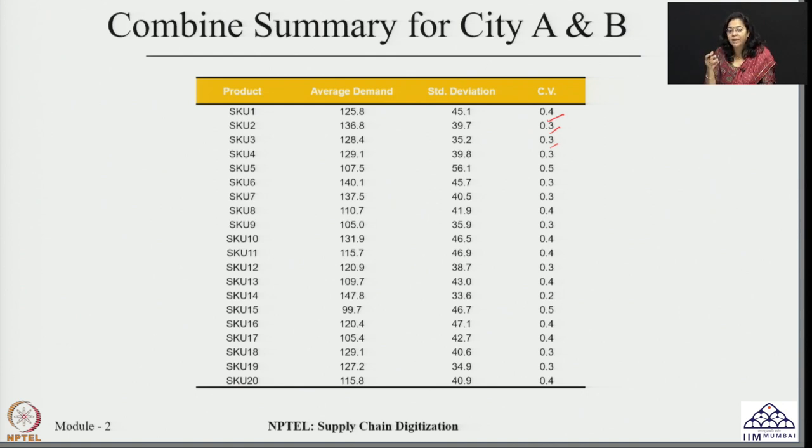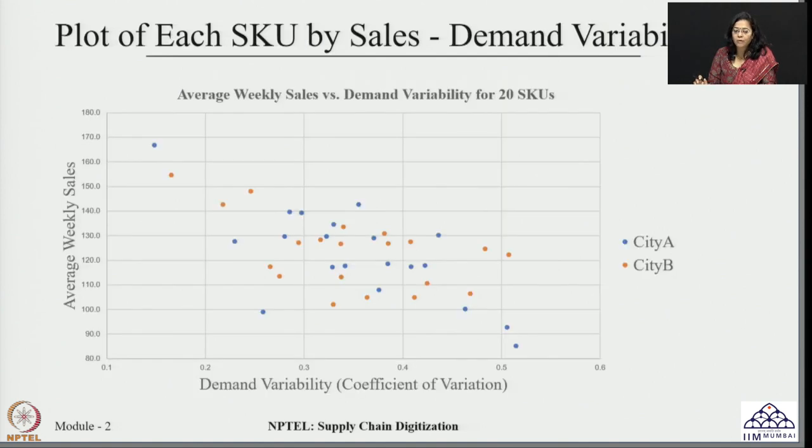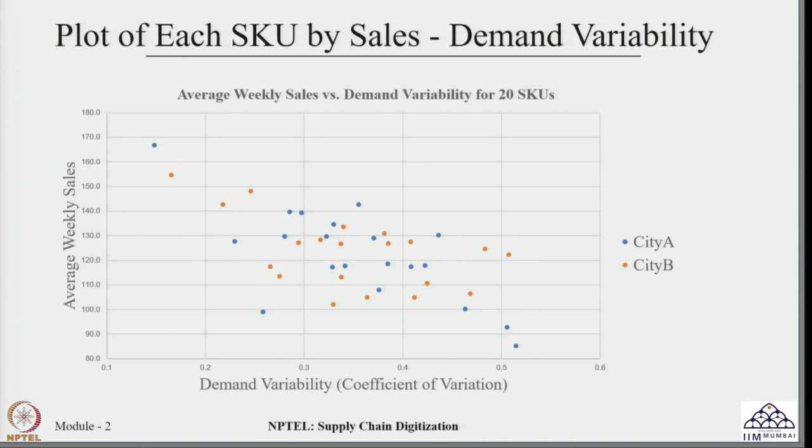So we can see that it is related with the distribution center, which is responsible for serving the requirement of both city A and city B. So we are trying to find out the variability at the distribution center. We have already calculated the COVs, or the coefficient of variation, and along with that we also now know their average weekly sales. This we already discussed, that the blue dots are indicating city A and the orange dots are indicating city B. So we can see how these SKUs are being sold in both the cities and what is their corresponding demand variability and their weekly sales.